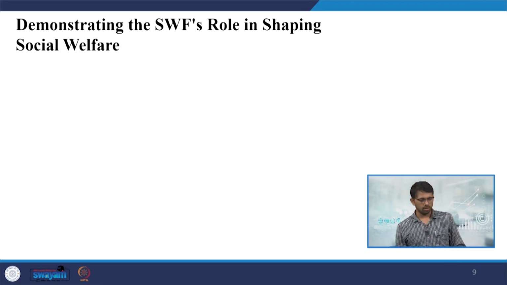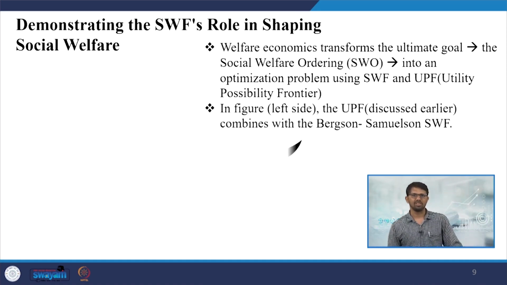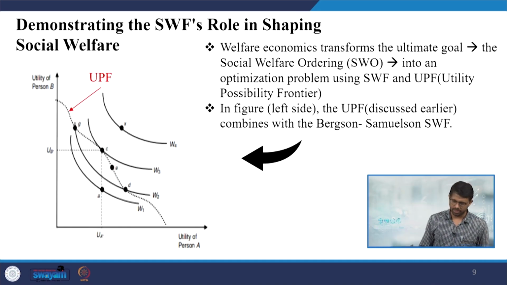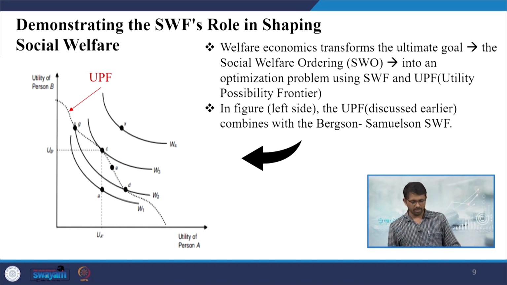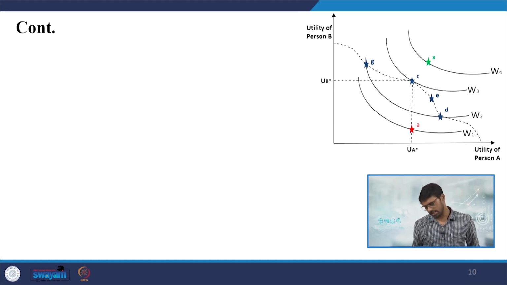Now, we are discussing its further details. Welfare economics transforms the ultimate goal from the SWO to the SWF, also utilizing the utility possibility frontier. In this figure, which we discussed already in another chapter, we have used the concept called utility possibility frontier. We combine here the Bergson-Samuelson social welfare function and present the best optimal choice.